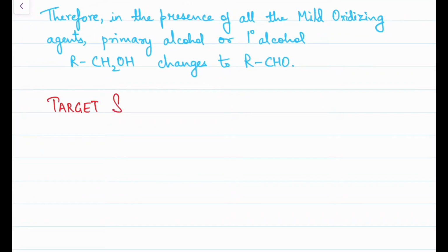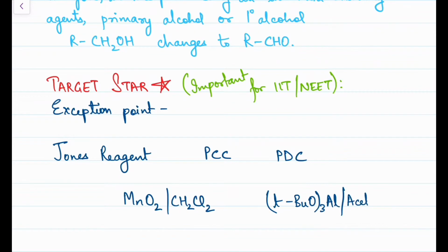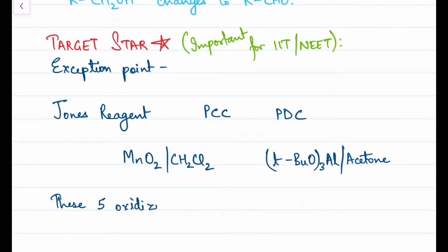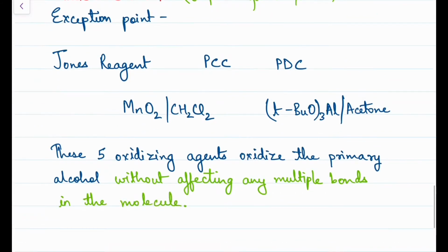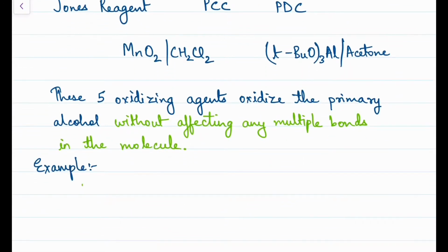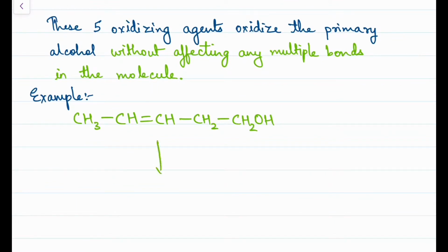Now, related to what we've just studied, we're going to discuss a very important exception under target star point number 1. 5 out of the 7 reagents we've just studied, which are Jones reagent, PCC, PDC, MnO2 and CH2Cl2, and aluminium tertiary butoxide with acetone, these 5 oxidizing agents oxidize the primary alcohol without affecting any multiple bonds in the molecule. It is very, very important. So you have to remember that these 5 oxidizing agents, whenever they oxidize a primary alcohol, they do not affect the multiple bond.